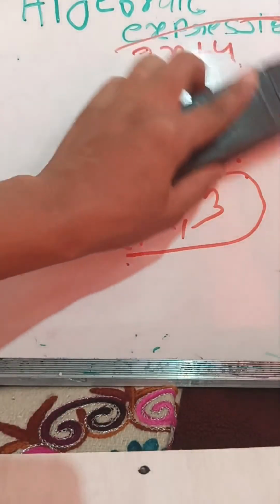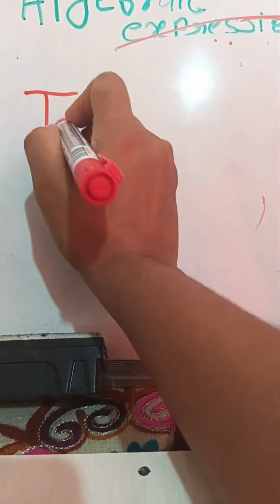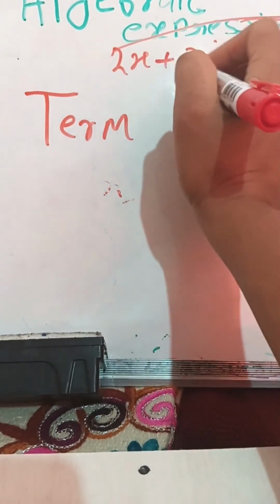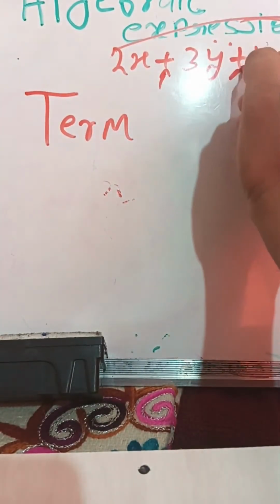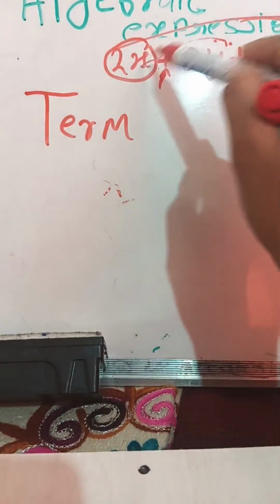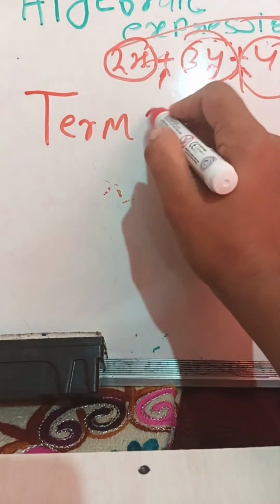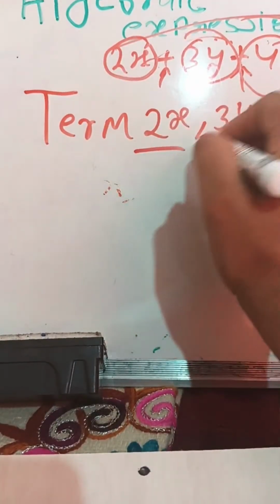Then come terms. What are terms? Suppose I have an expression like 2x plus 3y plus 4. Okay, then how many terms does it have? Just count how many symbols you have. 1, 2, 3 symbols you have. Then this is your first term, this is your second term, and this is your third term. Okay, then how do we define terms? 2x, 3y and 4. These are our 3 terms.